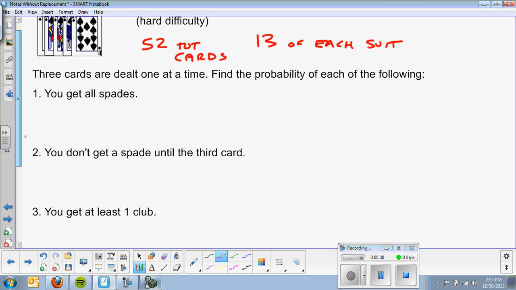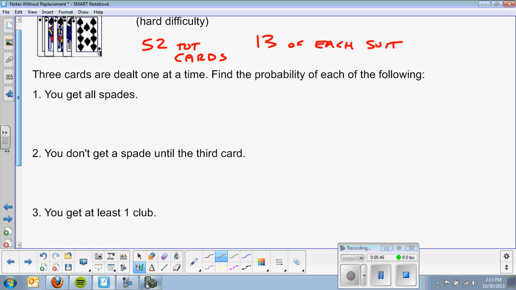Okay, 3 cards are dealt one at a time. Find the probability of each of the following. So, again, I'm going to deal you a card, and you're going to keep that card. You're not putting that card back in the deck. You're going to keep it, and then I'm going to draw you another one.